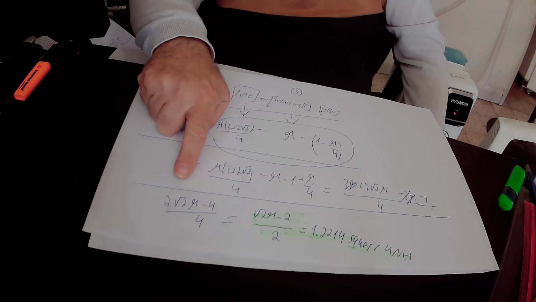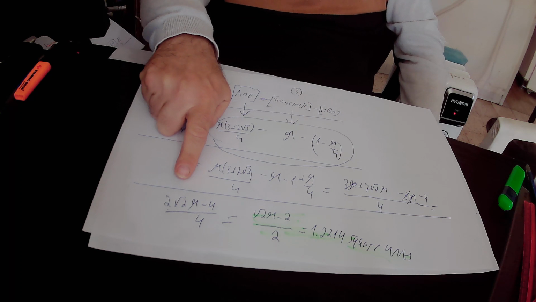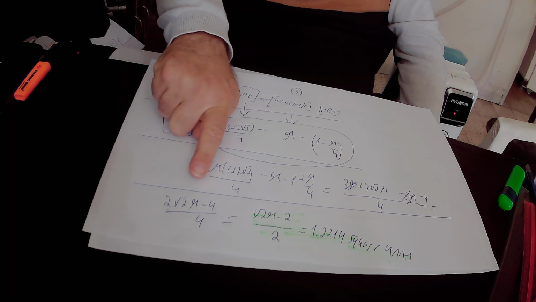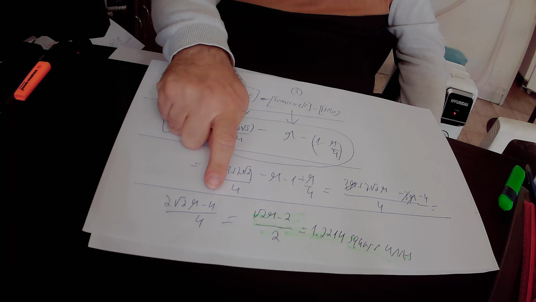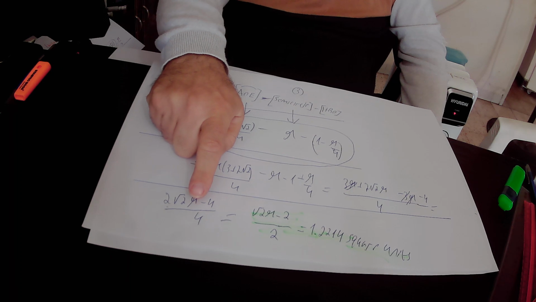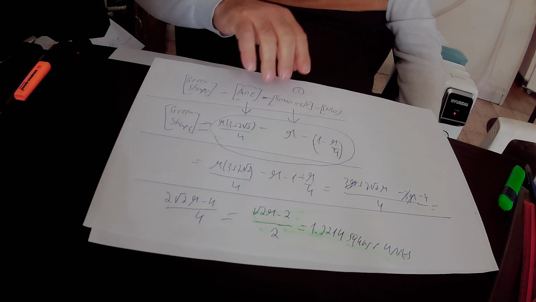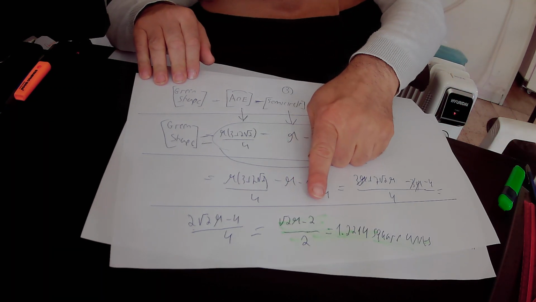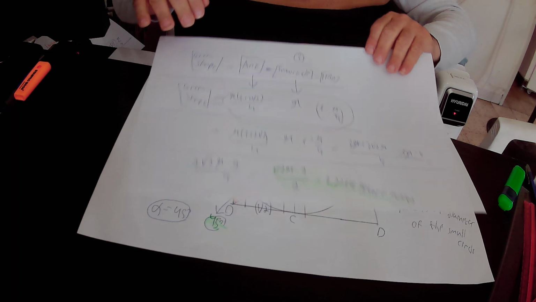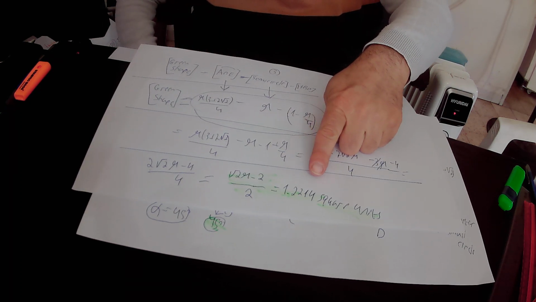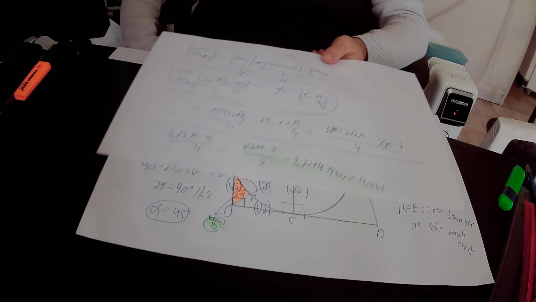Here we divided both the numerator and the denominator of this expression by 2. In the numerator we have 2 times square root of 2 pi over 2 is square root of 2 pi, and minus 4 over 2 is 2, and we have to divide also the denominator 4 by 2. 4 over 2 is 2. So in conclusion, we found out that the area of this green shape equals either square root of 2 pi minus 2 over 2 square units, or in terms of numbers, the area of this green shape equals 1.2214 square units. Okay, thank you very much.